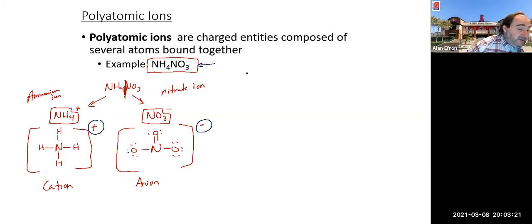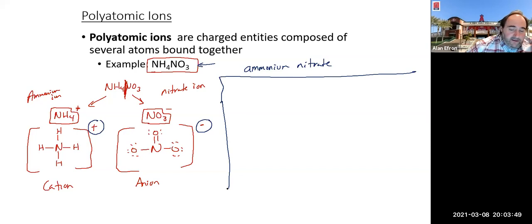Well, in this case, we just use the names of the polyatomic ions. This would be known as ammonium nitrate when we put it together. For the most part, ammonium is the only positive polyatomic ion you'll come across. Most other polyatomic ions are negatively charged. So a good majority of our polyatomic ions are negatively charged, which means we usually end up with a metal and a polyatomic ion. The polyatomic ion is negatively charged, and the metal is positively charged.